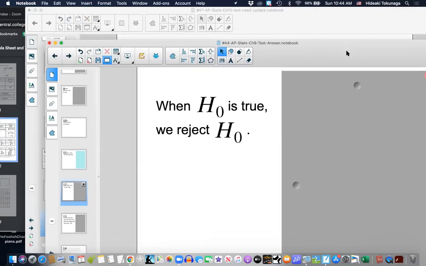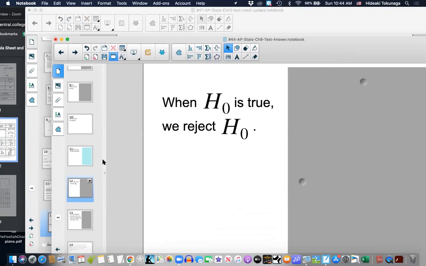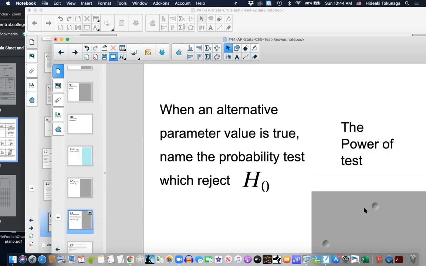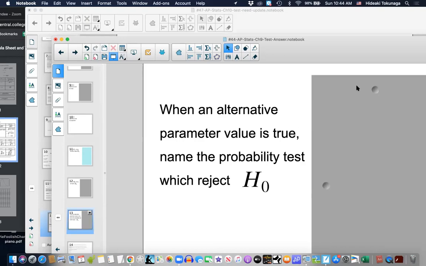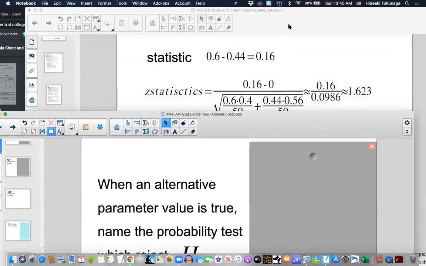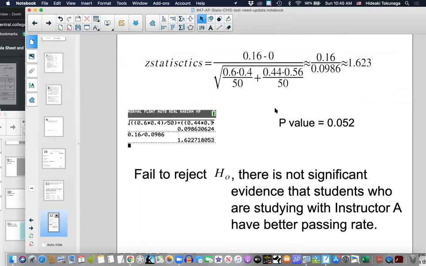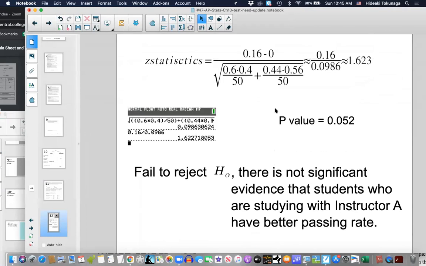Just remember this. And there's one more thing I want you to remember: the power of the test. When the alternative parameter value is true, the probability that we reject the null is called the power of the test. At this moment we don't have any example of power, but just remember type 1 and type 2 errors, and I will ask you about them on upcoming tests.